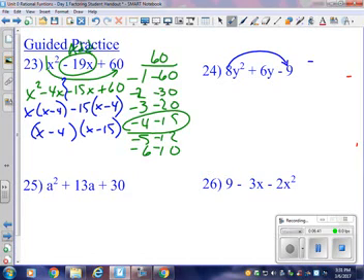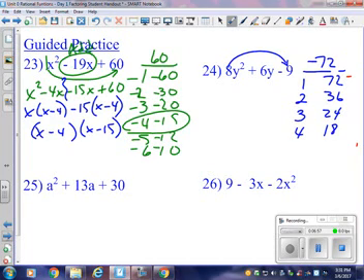So let's try it again. 8 times negative 9 is negative 72. Now forget it's negative for a minute. Let's just list positive factors. 1 and 72, 2 and 36, 3 and 24, 4 and 18, 6 and 12, and 8 and 9.